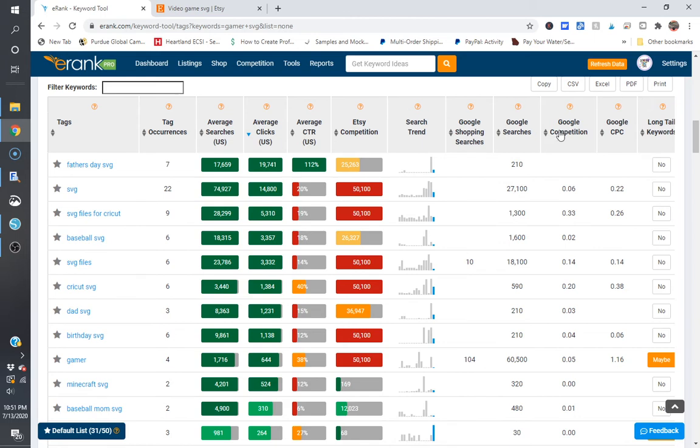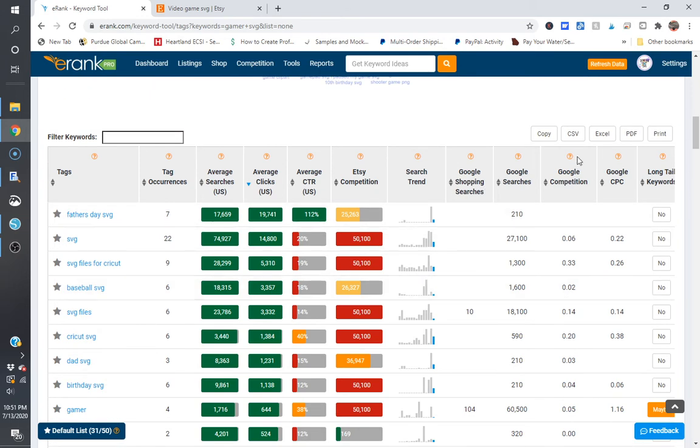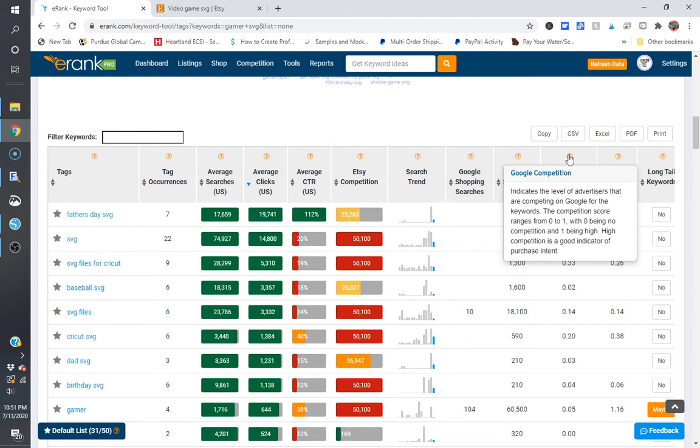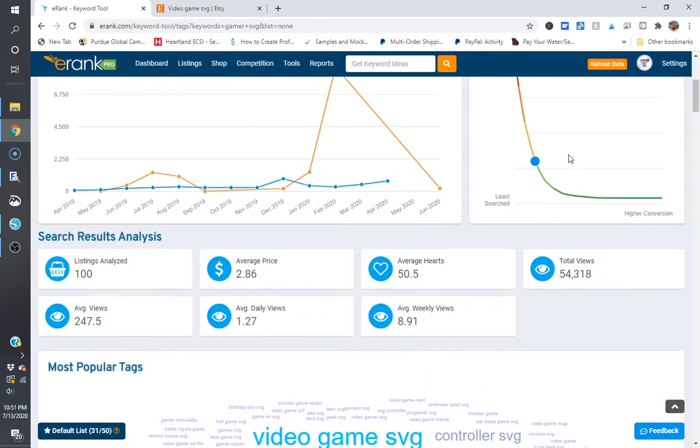And you can also look at the Google stuff if you'd like to. Instead of just the Etsy competition, you can look at the Google competition as well. And this is based off of a 0 to 1 ratio, with 0 being no competition and 1 being high competition. So here they say that high competition is a good indicator of purchase intent, which I don't disagree with.